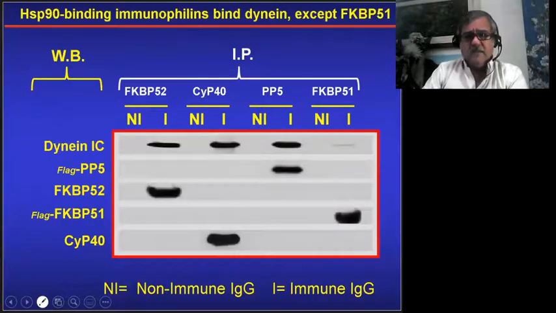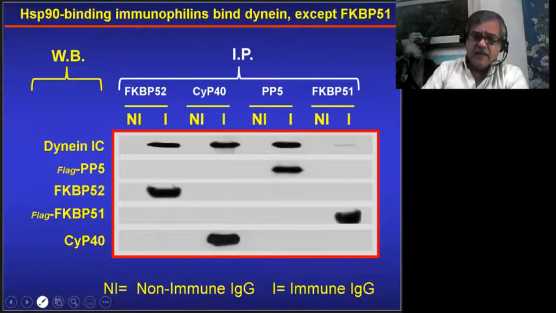All immunophilins found in a GR complex bind dynein: FKBP52, CYP40, and PP5. All of them co-immunoprecipitate with dynein, except FKBP51. This explains why 51 must be released upon steroid binding. GR must move towards the nucleus.